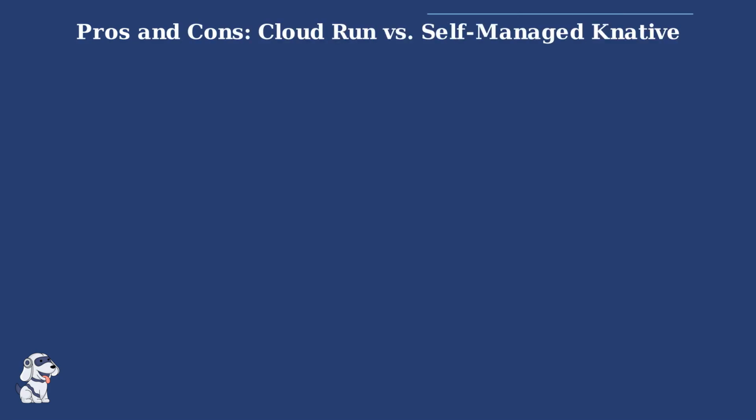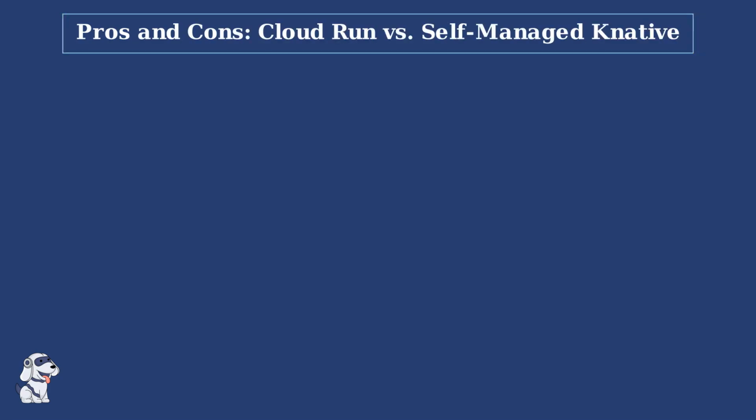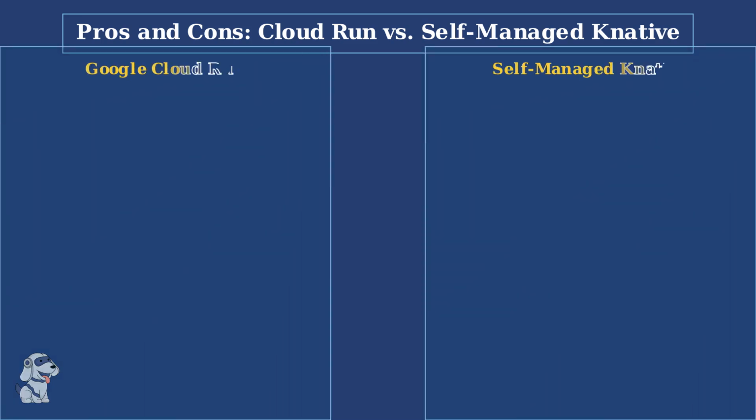Now, let's dive into the practical decision-making process. When should you choose Cloud Run versus managing your own Knative cluster? This comparison will help you make an informed choice based on your specific needs. Let's set up our comparison framework. On the left, we have Google Cloud Run, the fully managed serverless platform. On the right, we have self-managed Knative, where you control your own Kubernetes cluster.